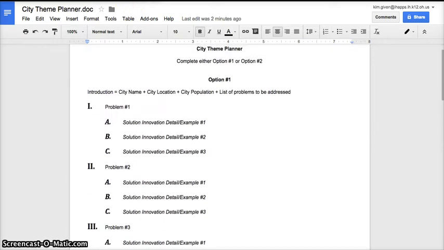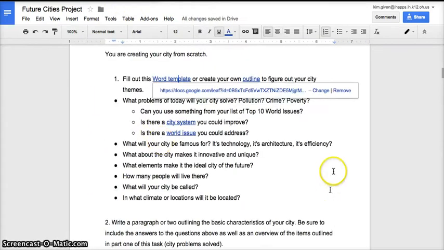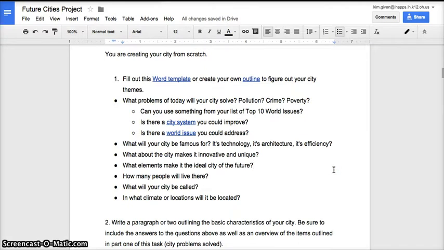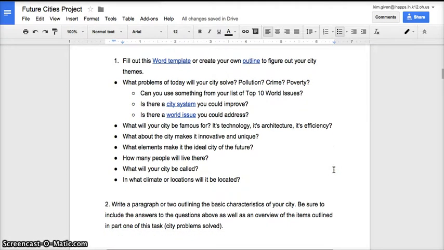The next part of the assignment, if we go back to the original spot, is that you are going to write a paragraph, and your paragraph is going to contain all the information that's in your outline, as well as answering these questions that are bullet pointed below. So each person in the group will be responsible for writing their own 1 or 2 paragraphs to outline the characteristics of the city that they planned, and then answering these questions.